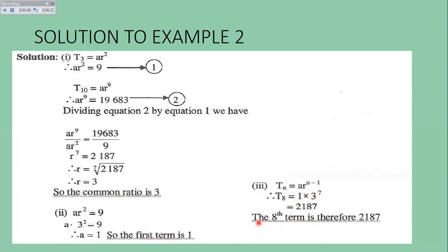Are we following? So here we've been asked to find something very simple. What is the eighth term? The eighth term is the same as a times r power 7. We have just calculated our a as 1, and our r as 3. So T8 is going to be 1 times 3 power 7, which takes us back to 3 power 7, which is 2187. So the eighth term is 2187.